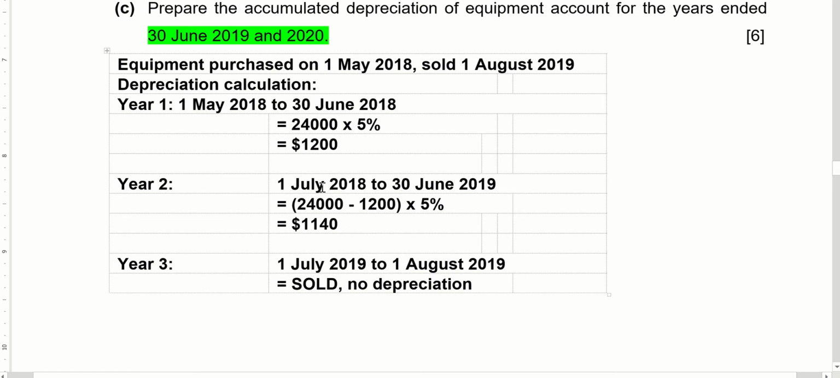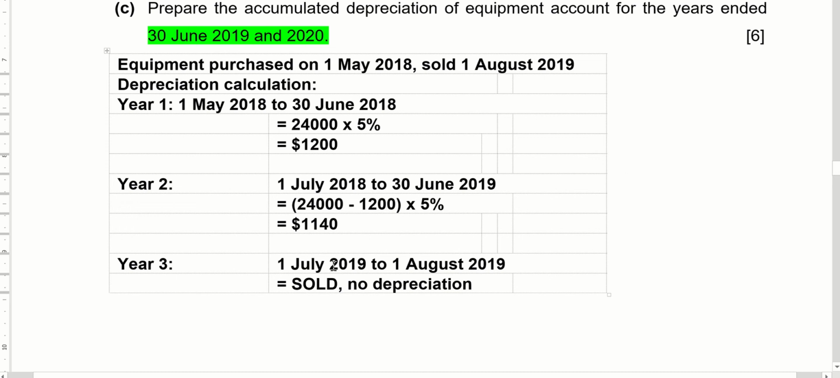All right, your second year depreciation is on 1st of July 2018 to 30th of June 2019. You haven't sold it yet on 30th of June 2019, so you continue to depreciate it. You take cost minus accumulated depreciation times 5%, and you get 1140. Pause anytime you need to think about what I said, okay?